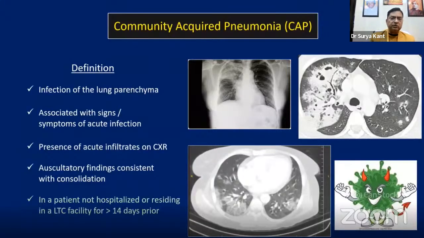So what are the features of community-acquired pneumonia? Number one, infection of the lung parenchyma. So what is pneumonia? It is the infection of the lung parenchyma associated with signs and symptoms of acute infection, that is acute fever, acute onset of disease, presence of acute infiltrates on chest X-ray, and auscultatory findings consistent with consolidation. We will have the idea of all these later on. And it occurs in a patient not hospitalized or residing in a long-term care health facility for more than 2 weeks prior.